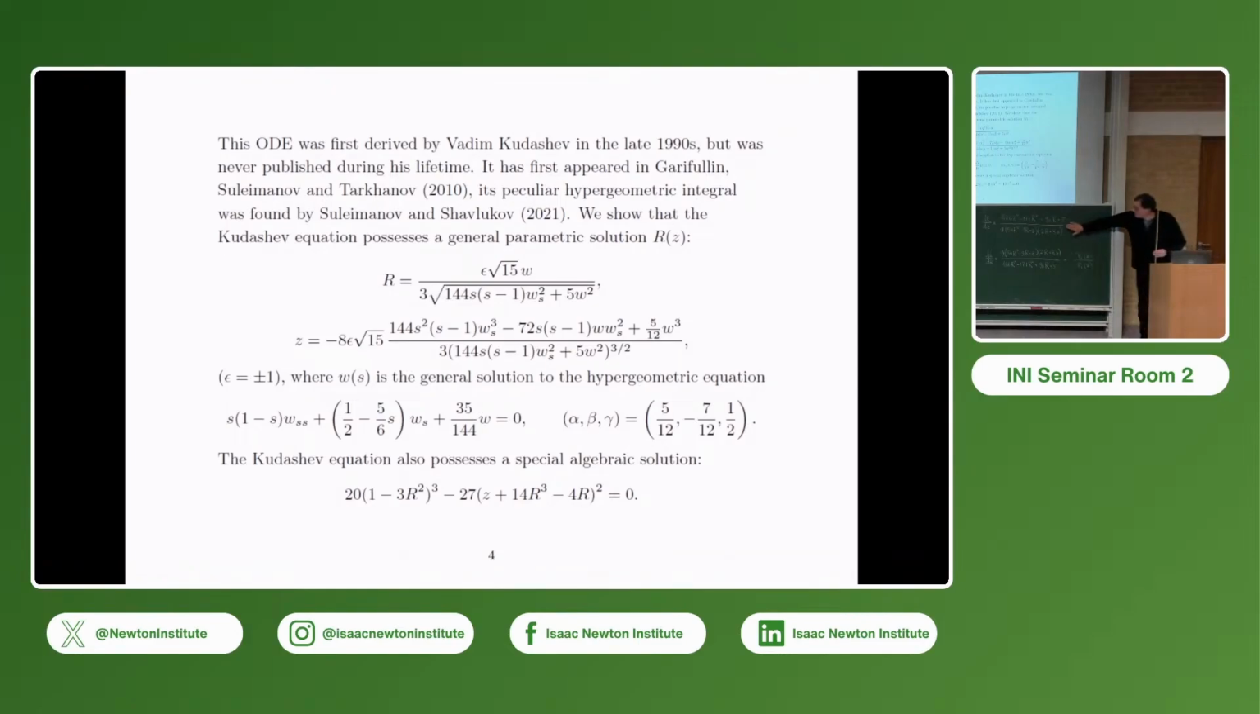For R of Z, it's not an Abel equation. For Z of R, it's an Abel equation of the second kind, but it doesn't matter. Also, remarkably, this equation possesses a non-generic solution, a so-called singular solution. And this solution is algebraic.